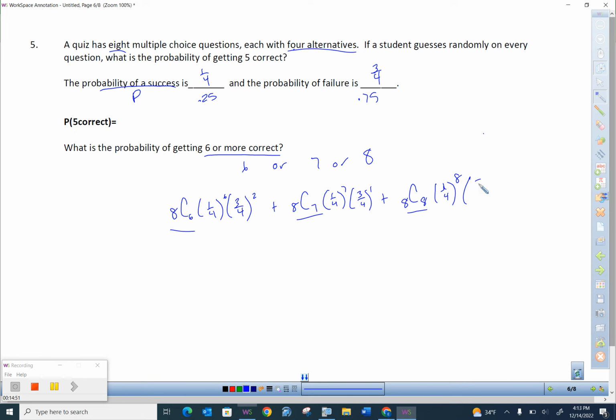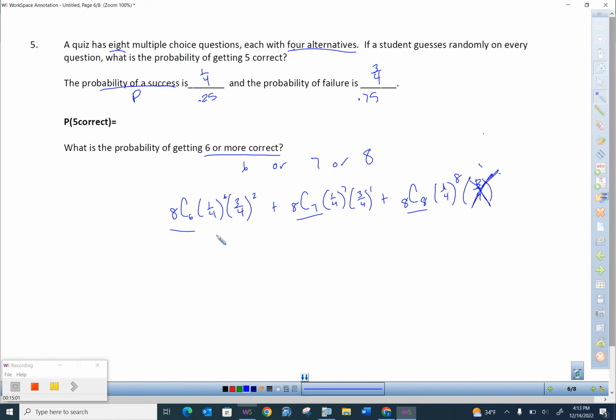Now with this one, the 3/4, the leftover is 0. If there's nothing left over, you really don't need that piece because remember, anything to the 0 power is 1. When we multiply by 1, it doesn't change anything. No worries if you type it in, because you're going to get the same answer.